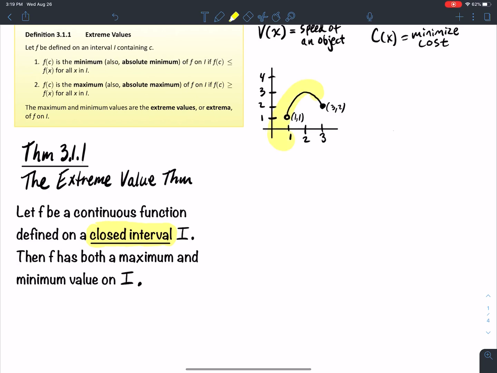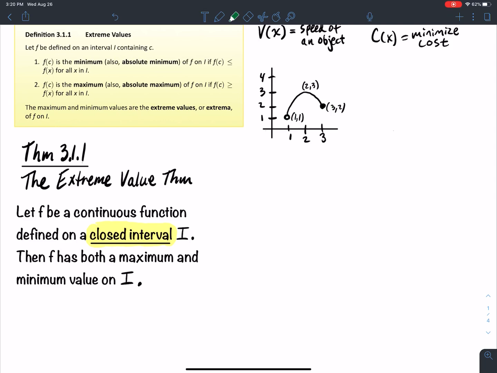How does this example here fail the extreme value theorem? Because it's an if-then statement, right? If the above is true, then what's in green here will follow: there has to be a max and a min. So what's not true about this picture? Well, it's not on a closed interval. How do I know? This side over here is open and this side is closed. So that's not a closed interval.